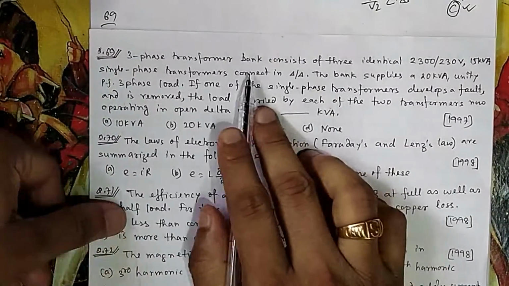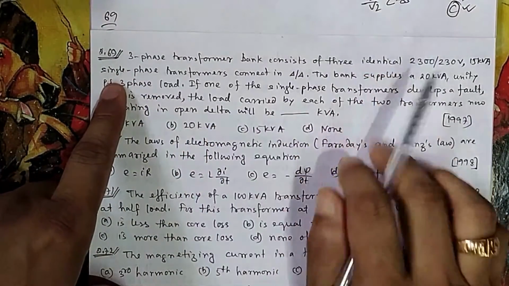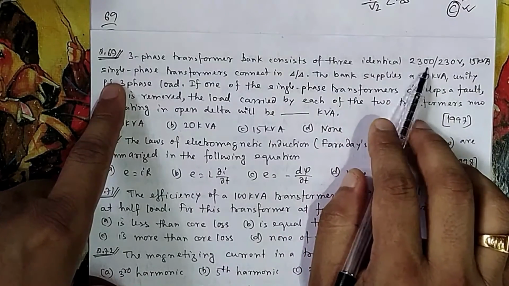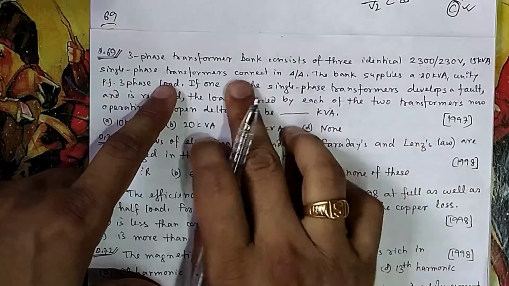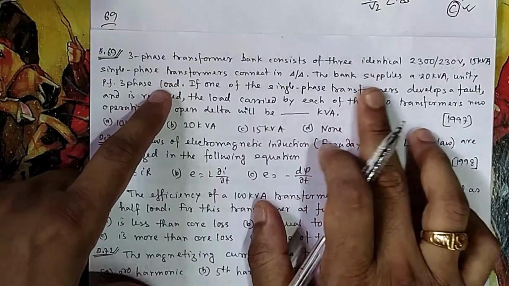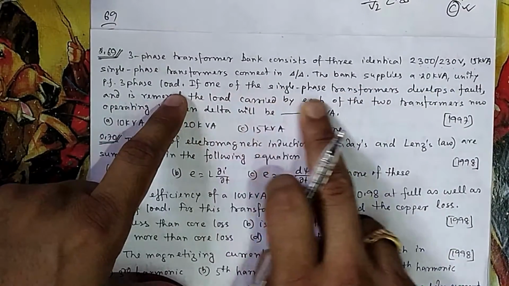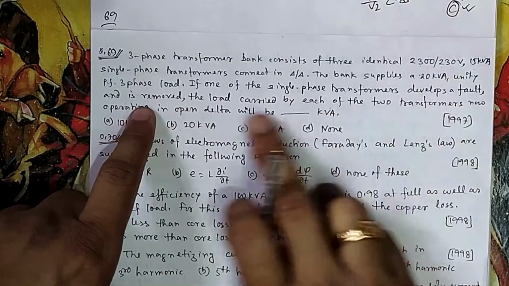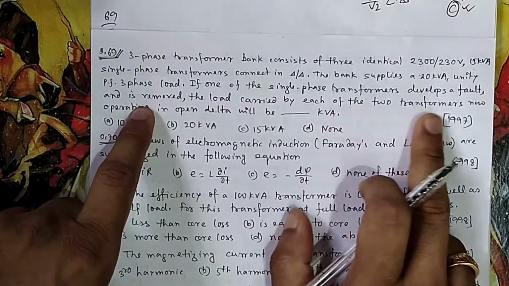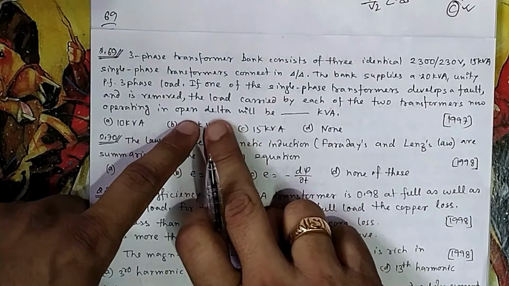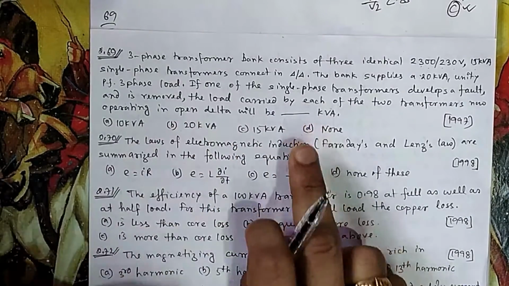A 3 phase transformer bank consists of 3 identical 2300 by 230 volt 15 kVA single phase transformers connected in delta delta. The bank supplies a 20 kVA unity power factor load. If one of the single phase transformers develops a fault and is removed, the load carried by each of the two transformers now operating in open delta will be how much?